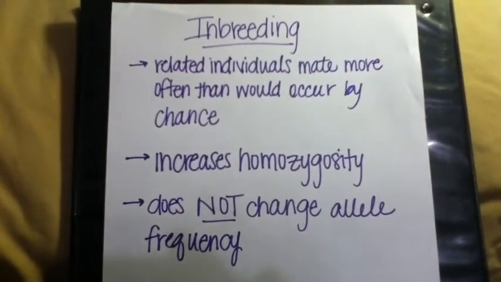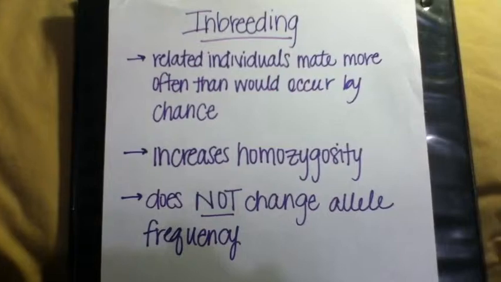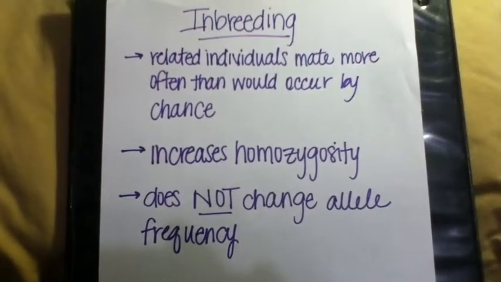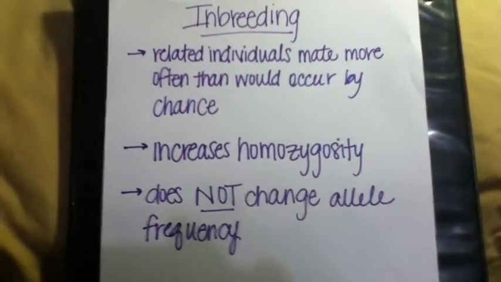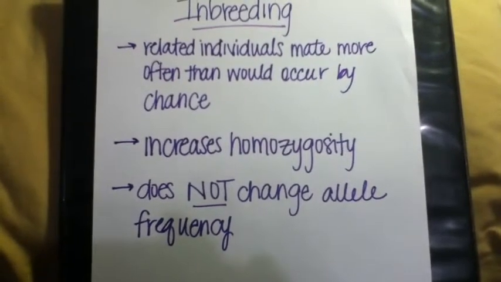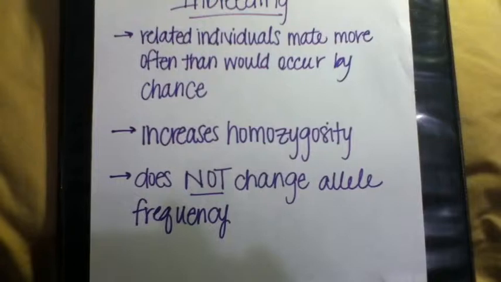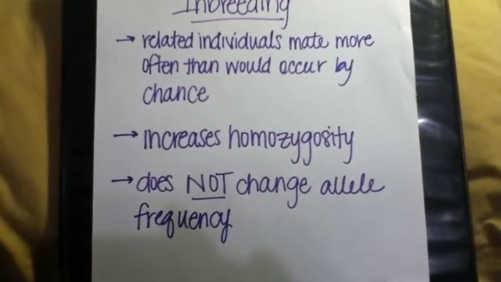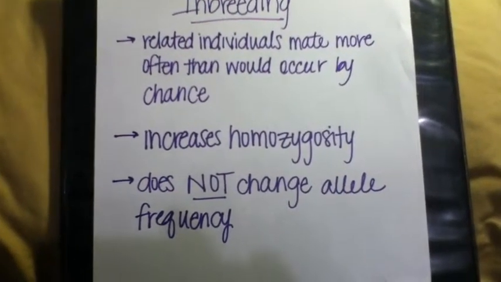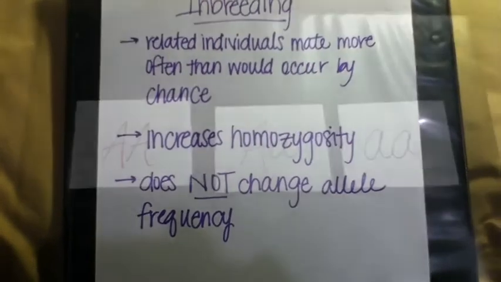Inbreeding is a type of non-random mating that occurs when related individuals mate more often than would occur by chance. This increases homozygosity, but does not change allele frequency. Let's take a look at how allele frequency is not affected, even though phenotypic and genotypic frequencies will be affected.